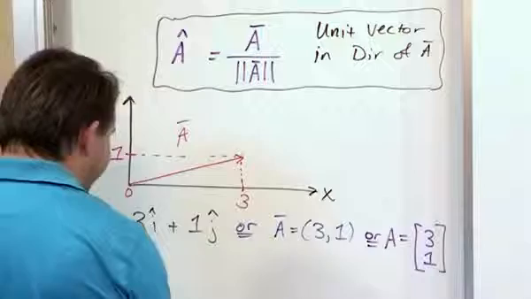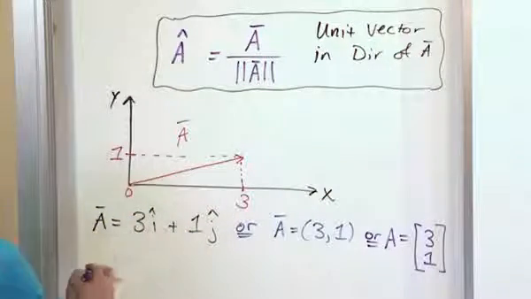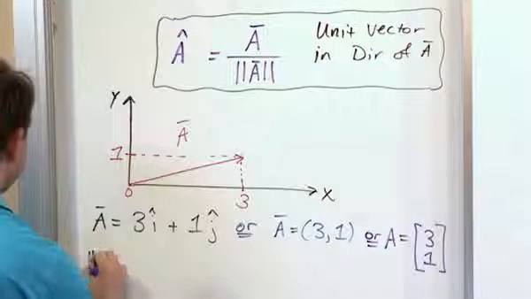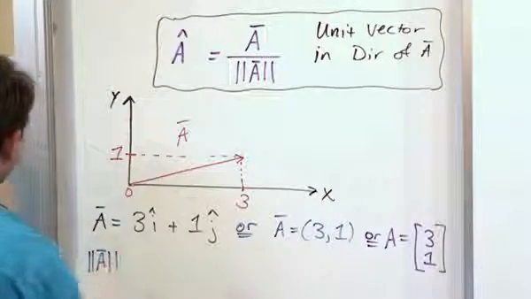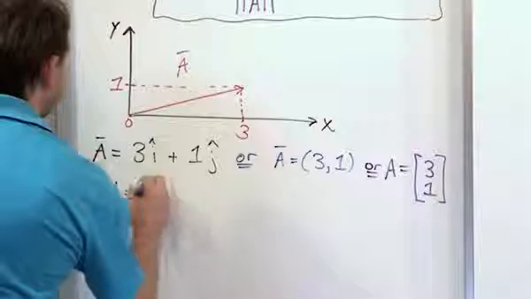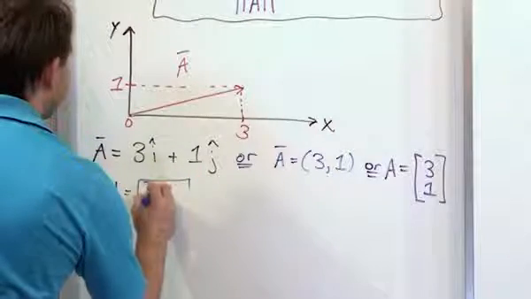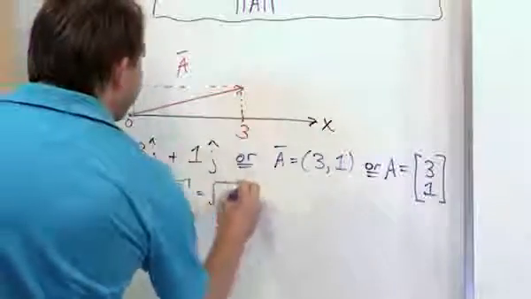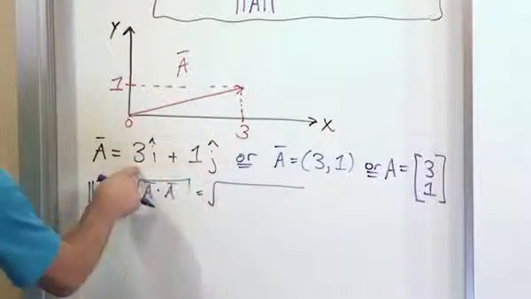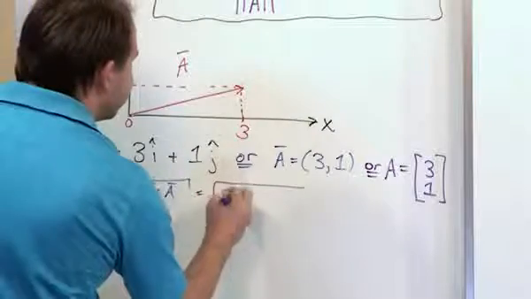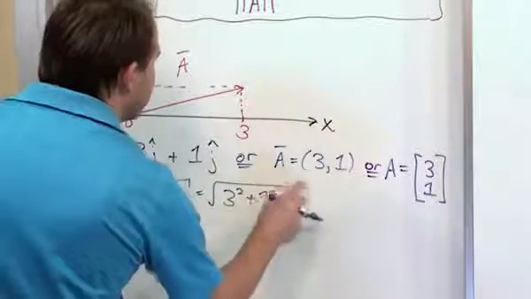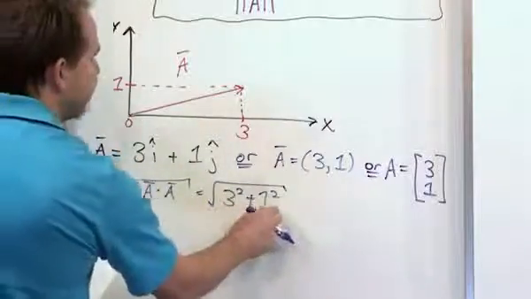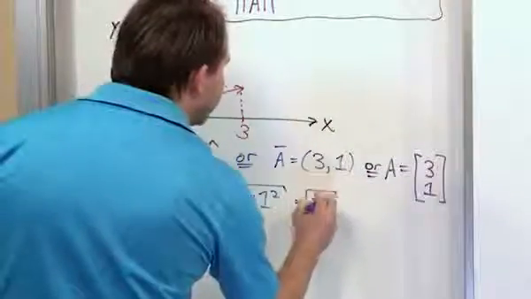We just did that in the last lesson, and so you should know now that the way you do that is you say, well, the magnitude of the vector A, also known as the norm of A, is going to be equal to the square root of this vector A dotted with itself. We've done that before. We only have 2 components. When you dot it with itself, what you get is 3 squared plus 1 squared. This is going to give you 9, this is going to give you 1, so what you're going to end up with is the square root of 10.